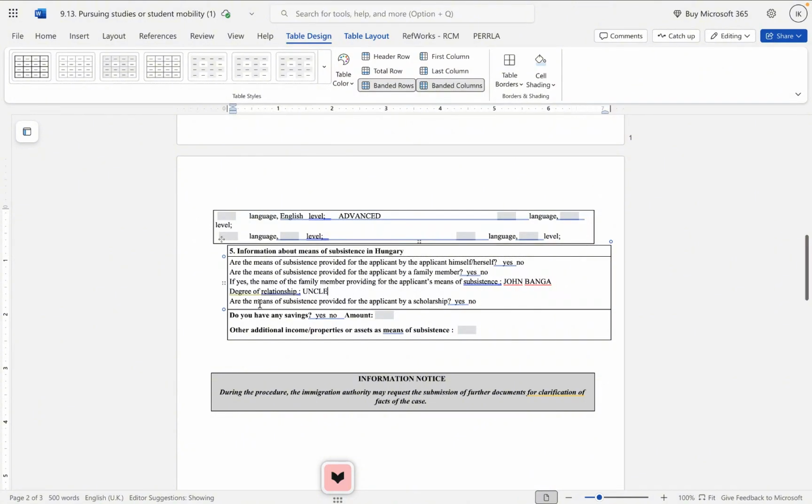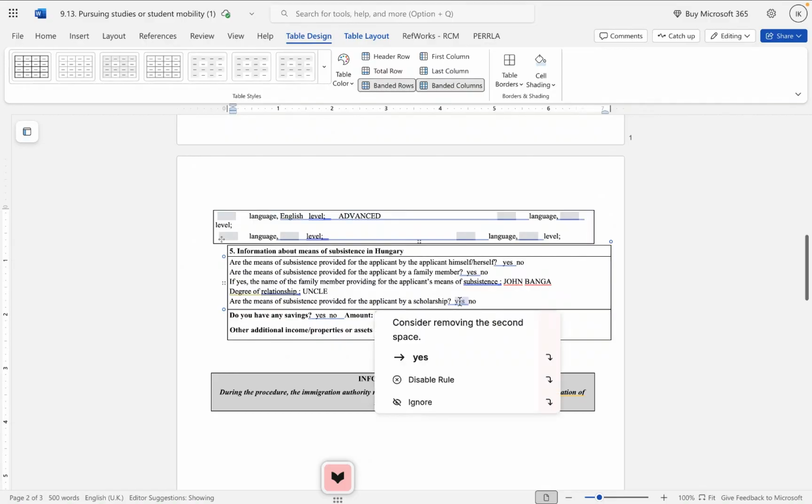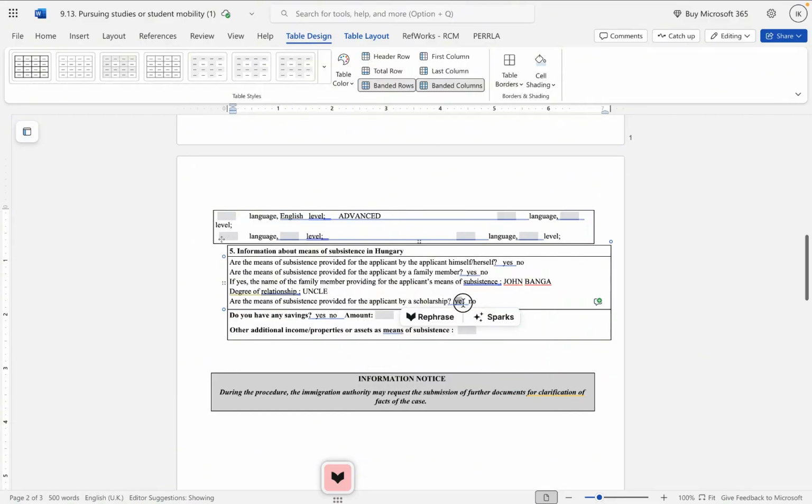And then, are the means of sustenance provided for the applicant by scholarship? Those of you who are Stipendium Hungaricum scholars, this is where you have to say yes. Say yes. Not yes as in when somebody proposes to you, that's not what I'm saying. So just say yes.